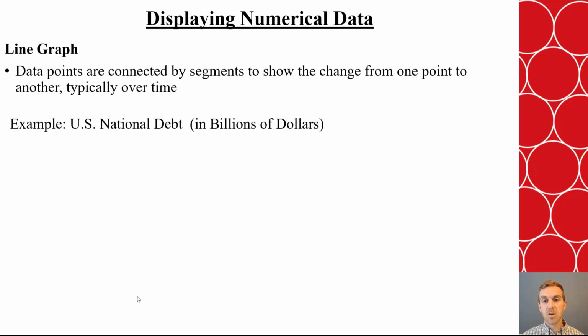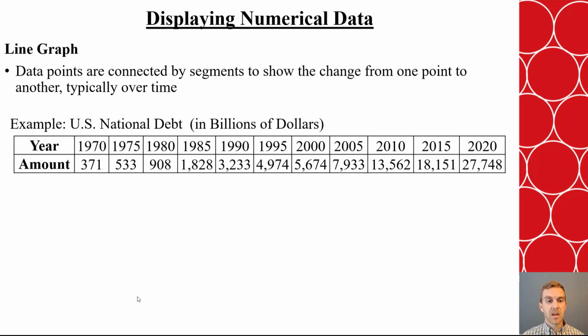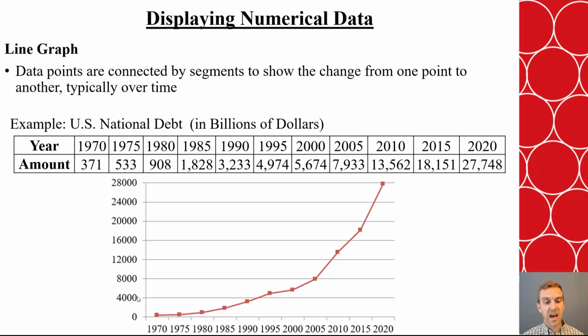For example, say we want to look at U.S. national debt. Here is the amount at each year since 1970 every 5 years. We can then lay out our x-axis as the change in time, and then the y-axis shows the change in the debt in billions of dollars. And you can see it progressed steadily, and recently it's taken off more exponentially.